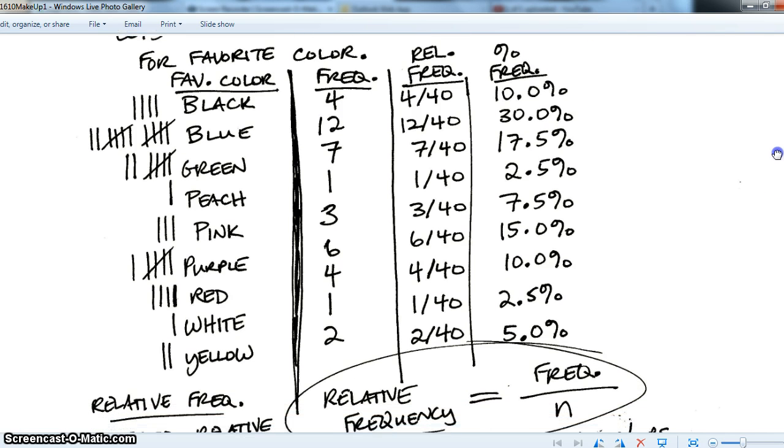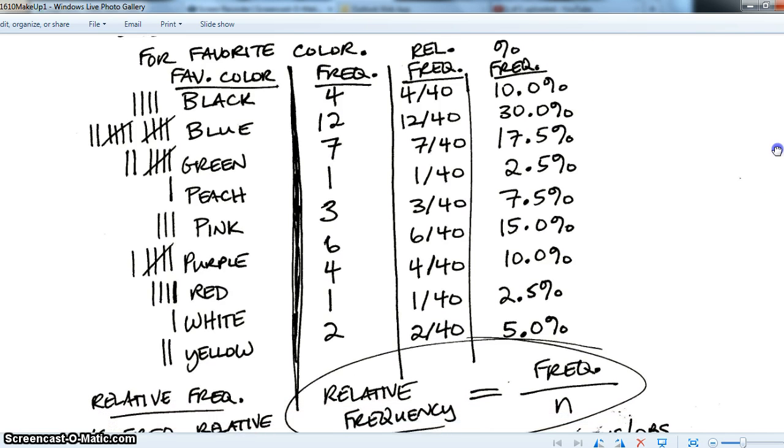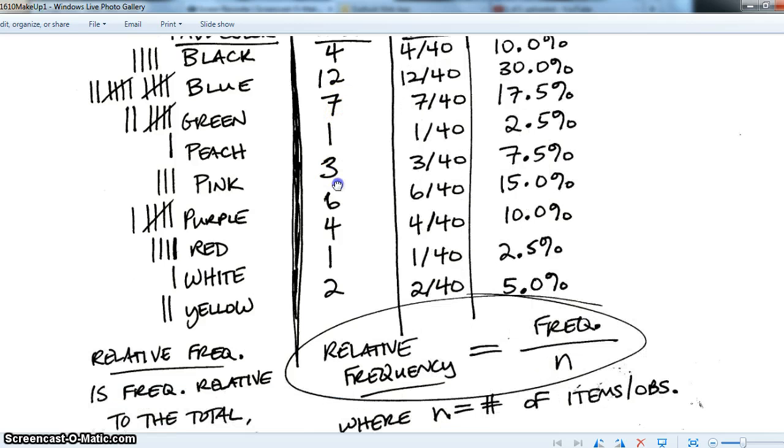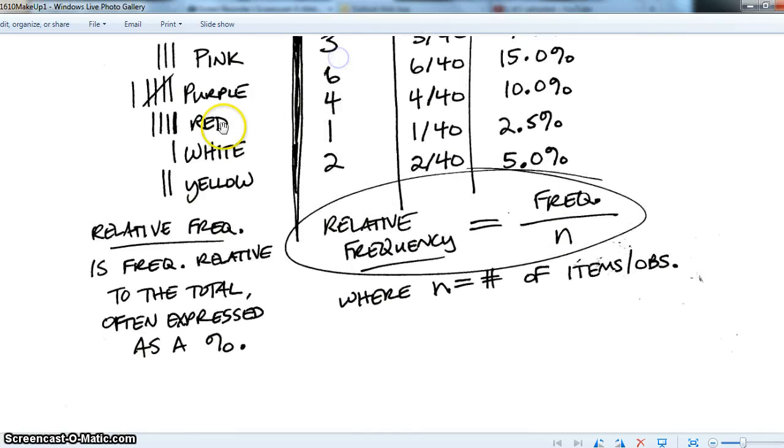The relative frequency. So what this is, you're not always just interested in the actual frequency. You know, if you say, well, there are 12 students that said it was blue, well, that doesn't really tell you that much. It depends if it's 12 students out of 200 or 12 students out of 40 that we had. And so what you want to do is give the relative frequency, which is the frequency relative to the total number, often expressed as a percent.